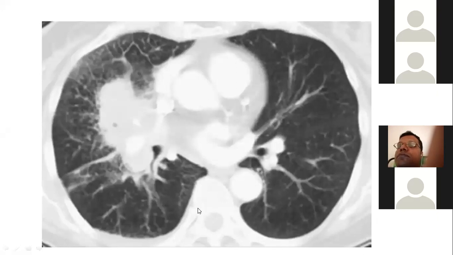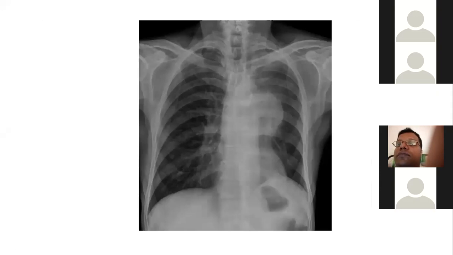So this was the same case where we have a hilar mass infiltrating into the lungs. This was a proven case of small cell carcinoma of the lung. So this was a hilar mass. So what do you mean by hilar?